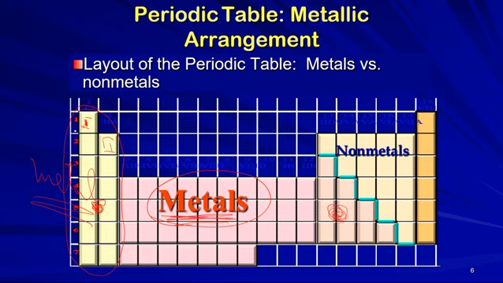And then on the right side of the periodic table, we have other elements which are called nonmetals. Remember, when we say metals, we mean the metallic character, which means how easily an element can lose electrons. And the non-metallic character means how difficult it is for elements to lose electrons. So nonmetals are those elements which lose electrons with difficulty, and metals are the ones which lose them very easily.